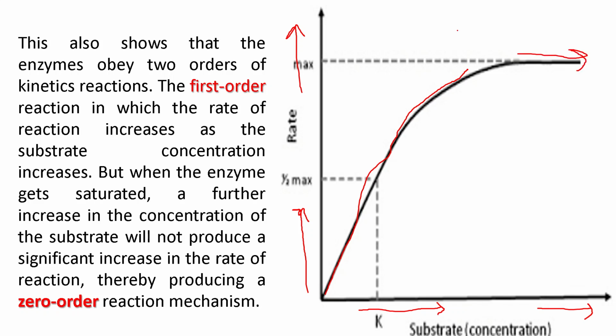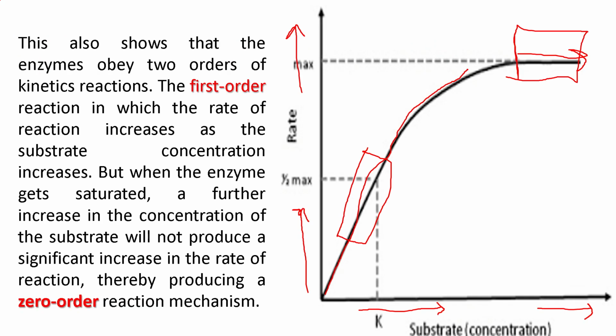So in this first place, it is obeying first order, but at this point, it is not obeying first order. In fact, it is obeying the second order, which is the zero order, where an increase in substrate concentration does not produce an increase in rate of reaction, and this can only happen when there is saturation. So we say that this can happen when the enzyme is completely saturated.